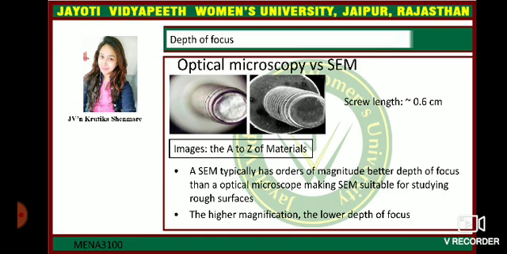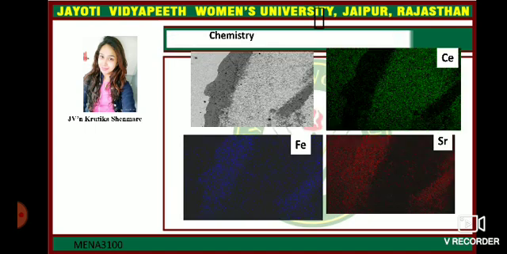So talking about the depth of focus, the SEM typically has orders of magnitude better depth of focus than an optical microscope, making SEM suitable for studying rough surfaces. The higher the magnification, the lower the depth of focus. So these are the images of the materials, such as of the metals or elements, using a scanning electron microscopy.